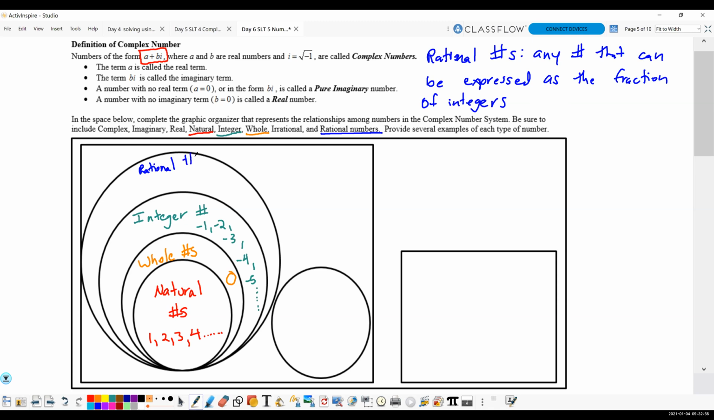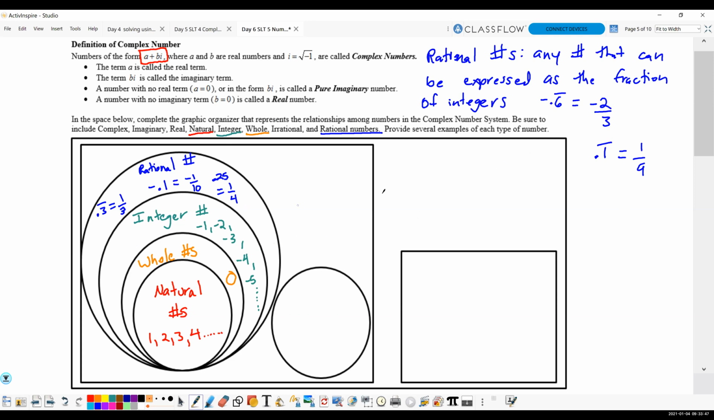So if I have 0.3 with a line over it, that's 1/3. That's the fraction of integers. If I had negative 0.1, that would be negative 1/10. If I had 0.25, that's 1/4. Anything that I can write as the fraction of integers works. If I have negative 0.6 repeating, that's negative 2/3. If I have 0.1 repeating, that's 1/9. These are all rational numbers if you can write them as the fraction of integers.